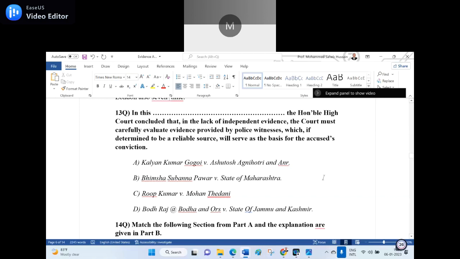Option A, sir. Wrong. Option C, Rup Kumar versus Mohan Tedani. Wrong. Option D, sir. Wrong. Right answer is Option B, Bhimsha Subanna Power versus State of Maharashtra. It is decided in that manner.